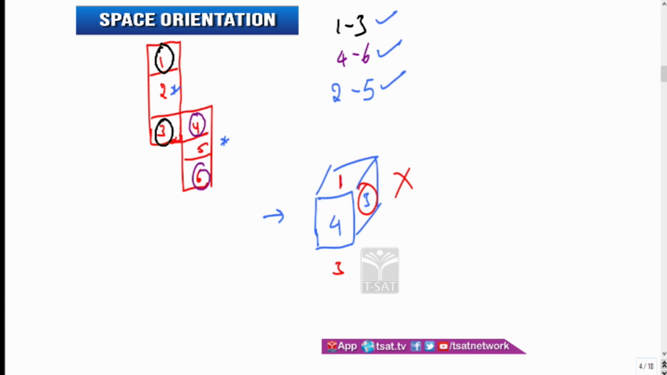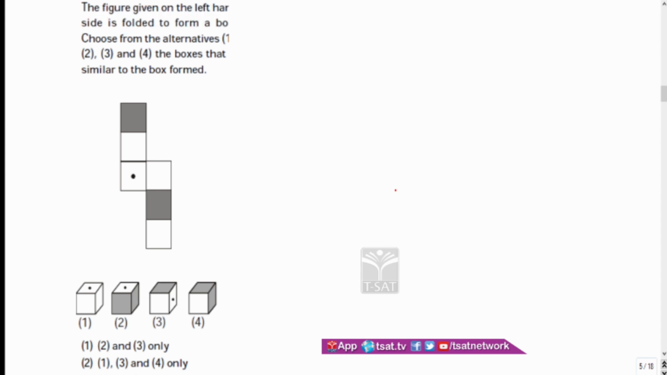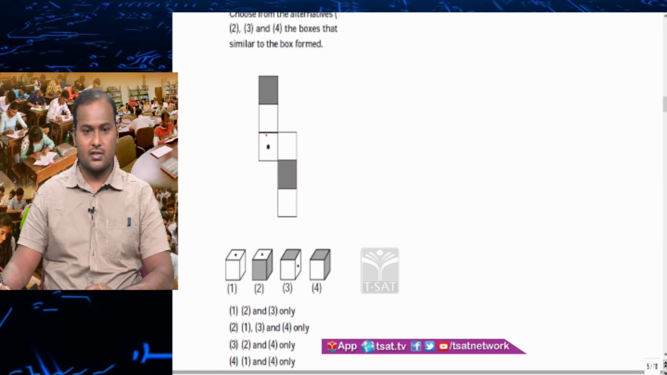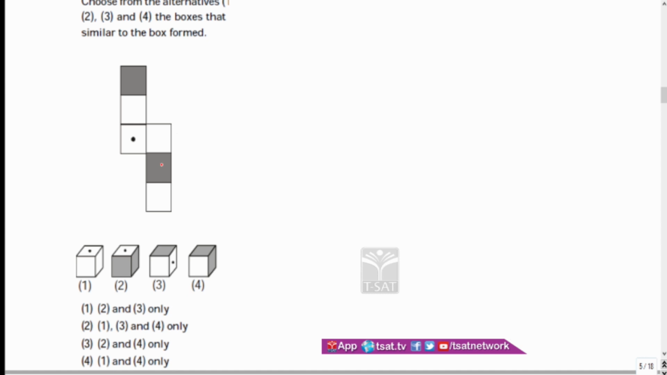Based on this, let's see a question. See in this particular question, a figure given on the left hand side is folded to form a cube. Choose the alternatives between 1, 2, 3, 4, the box that is similar to the box formed. Simply it is asking that this is the open form. So now the student has to visualize in the 3-dimensional way and predict the answer, whether 1, 2, 3, 4, which option is correct.